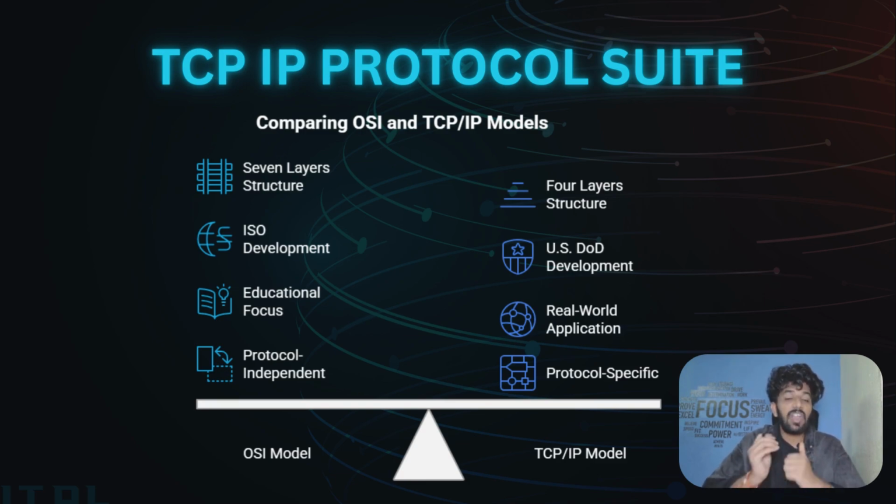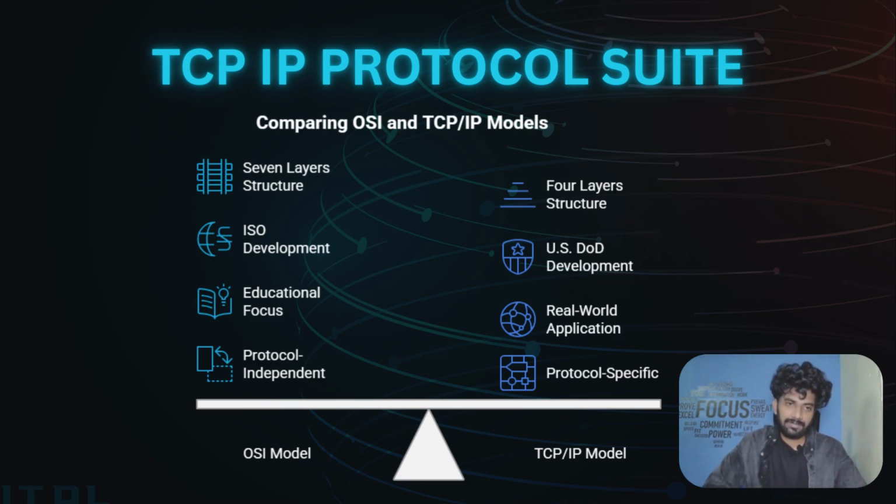The first one is the number of layers. We all know that the OSI model has 7 layers: application, presentation, session, transport, network, data link layer and physical layer. In the TCP/IP model, we have only 4 layers: application, transport, internet and network access. The top 3 layers of the OSI model, application, presentation and session, are combined into a single application layer in TCP/IP.